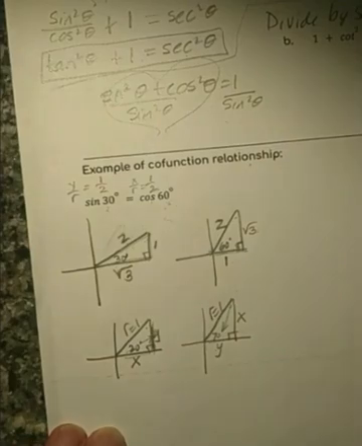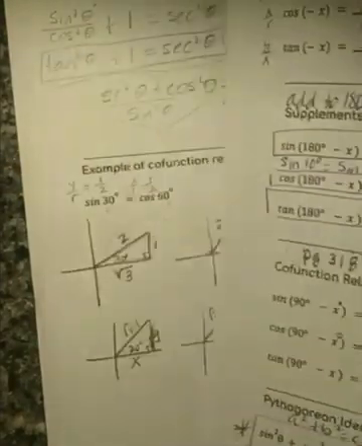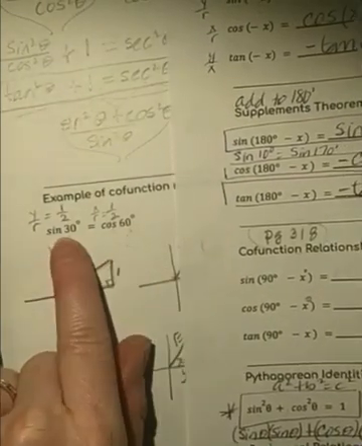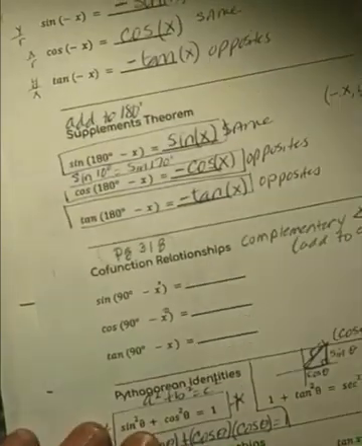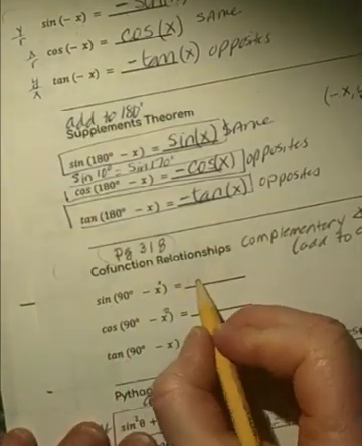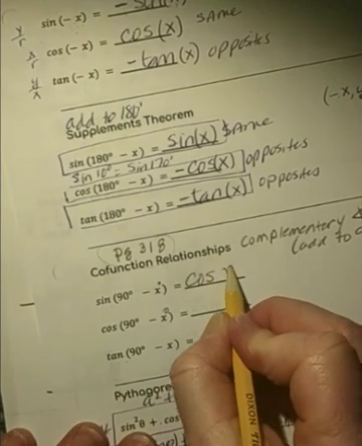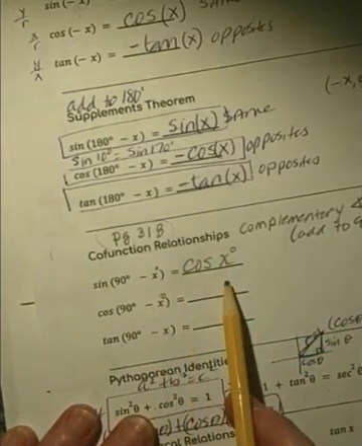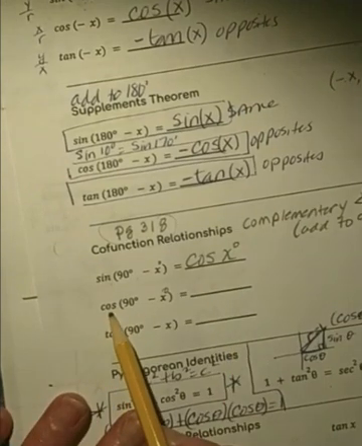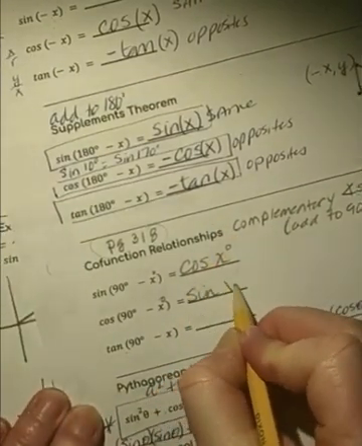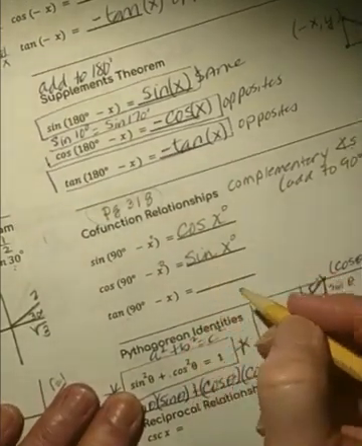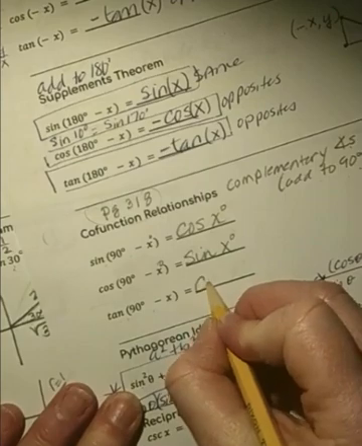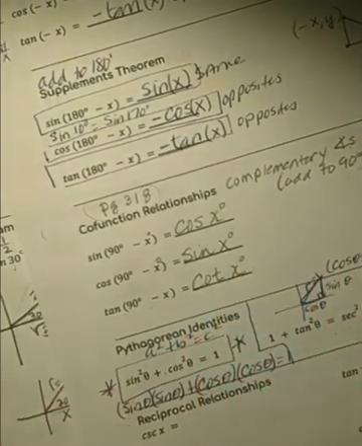So let's go back to fill this in. The sine of 90 minus 60, that's the same as the cosine of 60. So sine of an angle measure is going to be the cosine of its complement. Okay? Sine and cosine are cofunctions. So cosine of 90 minus x, that'll be the sine of x degrees. And tangent and cotangent are also cofunctions. So we'll have the tangent of 90 minus x is going to equal the cotangent of x degrees.